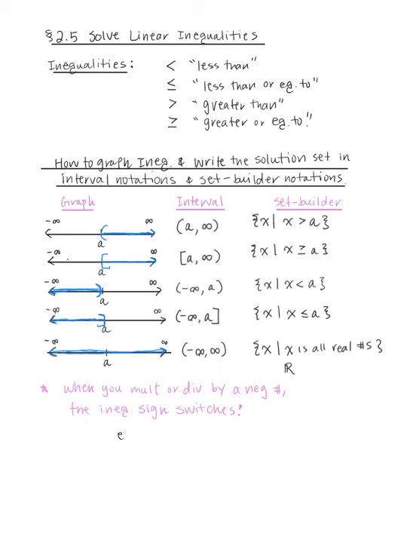So for a little example, suppose I have negative 5x is less than or equal to 10. Now how do you solve for x? Well, you need to divide it by negative 5 on both sides.